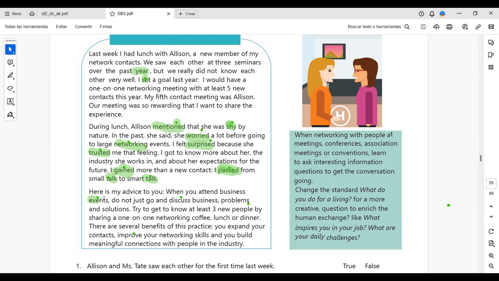Then we have events. Events. Discuss. Discuss. People. When we say it in plural, it is people. If we say it in singular, it is person. But we don't say peoples, right? We say only people. And the last word, it is improve. Improve. Okay?